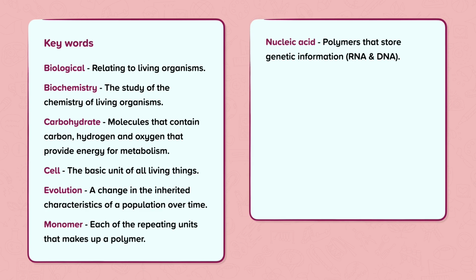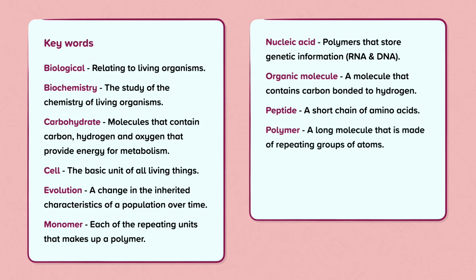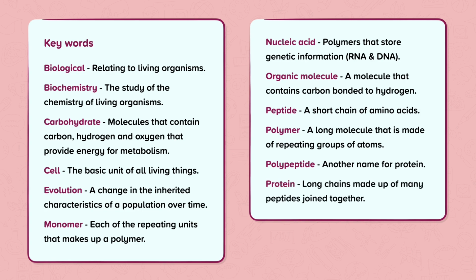nucleic acid, polymers that store genetic information, RNA and DNA; organic molecule, a molecule that contains carbon bonded to hydrogen. Peptide, a short chain of amino acids. Polymer, a long molecule that is made of repeating groups of atoms. Polypeptide, another name for protein. Protein, long chains made up of many peptides joined together.